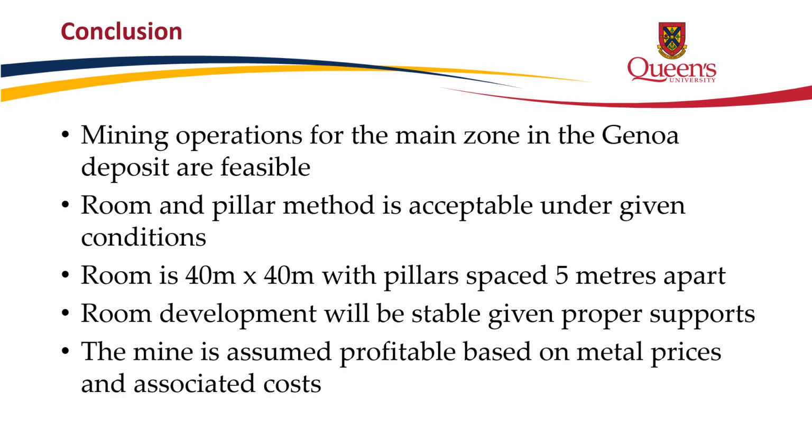Based on the information presented, mining operations for the main zone in the Genoa deposit are feasible. The room and pillar method is acceptable under given conditions, with a room of 40 meters by 40 meters and pillars spaced 5 meters apart, such that 12 pillars are required. Room development will be stable given proper supports and a higher RQD, and the mine is assumed profitable based on metal prices and associated costs.